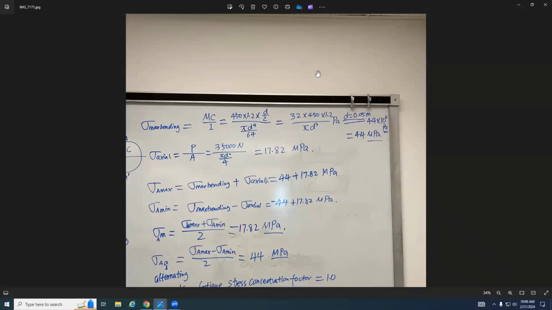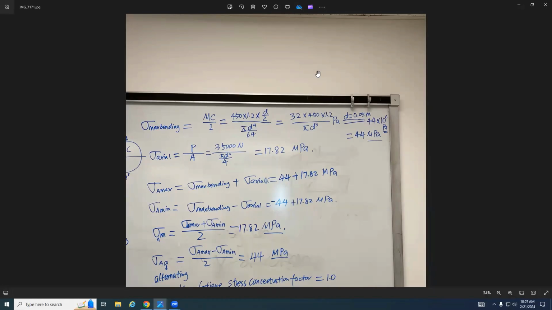However, for sigma A minimum, the axial loading is still positive, but now the maximum bending is in the opposite direction, right? As a result, we have 44. I'm sorry, we should have plus here. I did not change it; we change it here to plus. So minus 44 plus 17.2 megapascal. So this is our sigma minimum, and then we use this equation to get sigma mean.